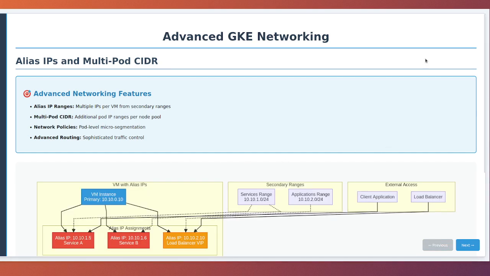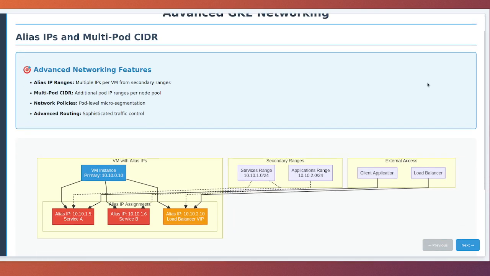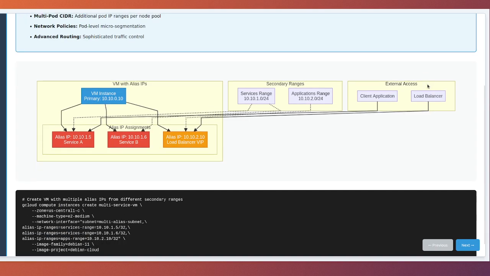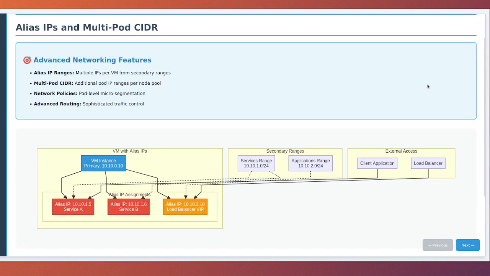Alias IP ranges deep dive. Now we're getting into one of the most powerful and often misunderstood features of Google Cloud networking: alias IP ranges. This is where VPC native networking really shows its sophistication. The fundamental concept is that a single virtual machine instance can have multiple IP addresses from different subnet ranges.